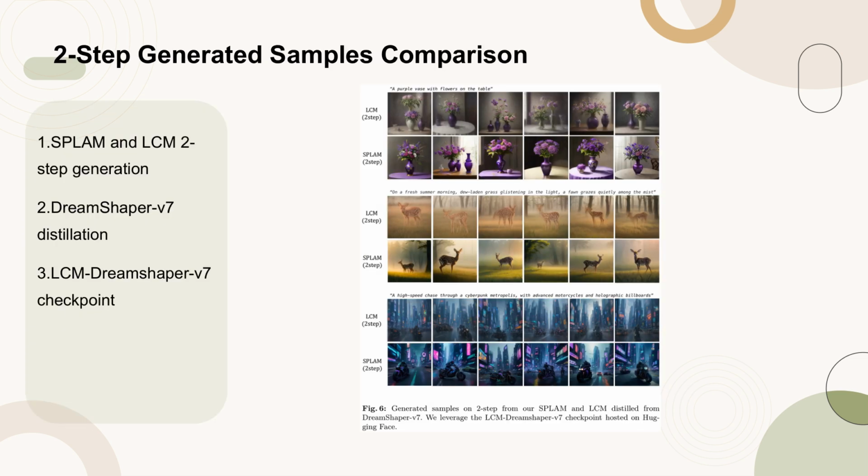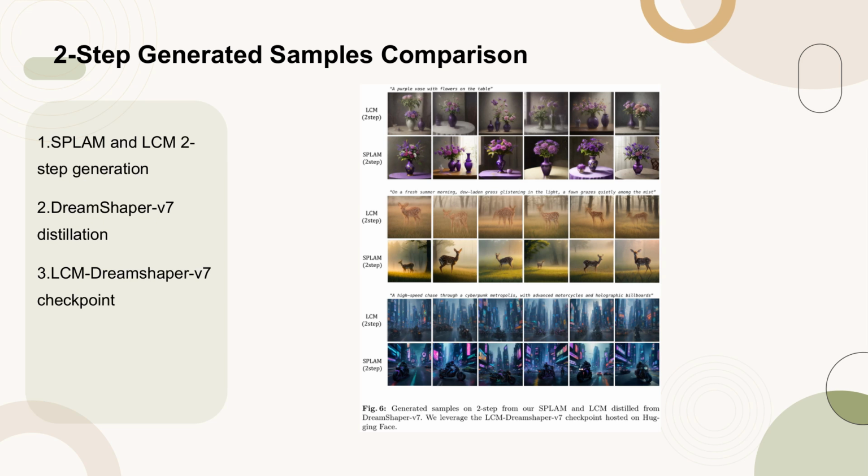Figure 6 presents a comparison of generated samples using a two-step process from our SPLAM and LCM models, both distilled from DreamShaper v7. The generation leverages the LCM DreamShaper v7 checkpoint available on Hugging Face. This figure showcases the output of both models on various prompts, highlighting the differences and similarities in their text-to-image generation capabilities.